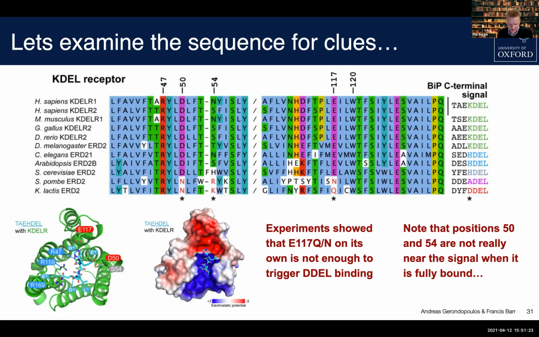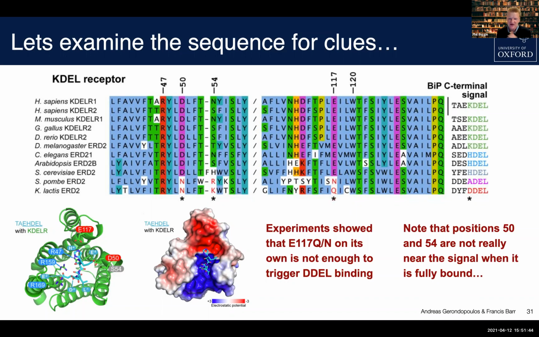Now, one thing you can show, and I'm not showing the raw data here, is that the experiments done by Andreas and Francis show that just mutating this E117 to Q or N is not enough on its own to bring back KDEL binding. It still doesn't bind, even though you change that residue to asparagine or glutamine.